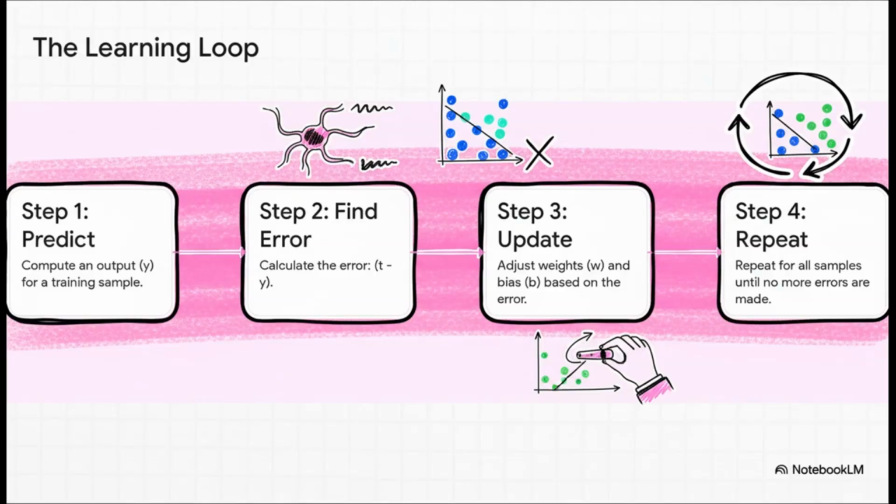And that brings us to the learning loop itself. It's this constant cycle. We show it an example, it spits out a prediction. If that prediction is wrong, we use that error to give the weights and the bias a tiny little nudge. Then we just do it again with the next example and the next and the next until it can go through the whole list without making a single mistake.